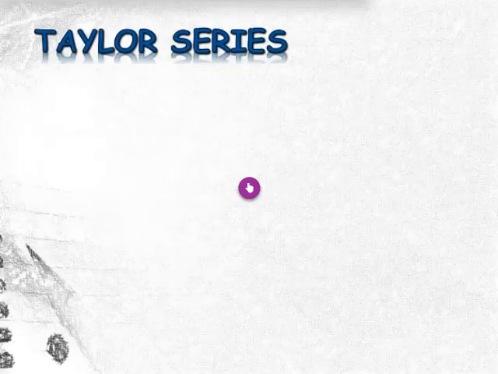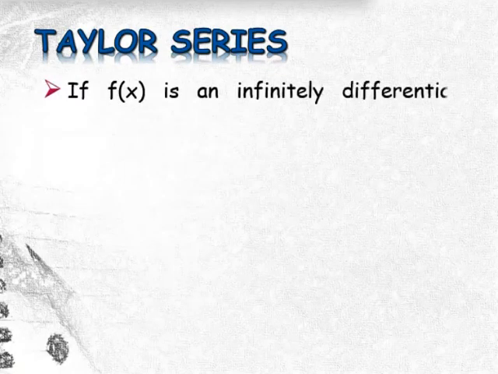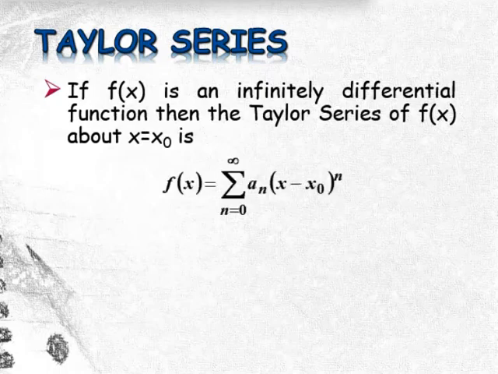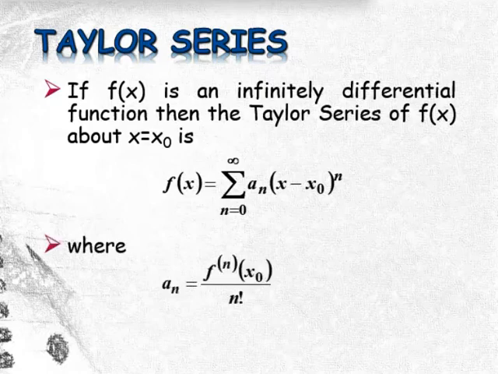So what is a Taylor series? If f of x is an infinitely differentiable function, then the Taylor series of f of x about x equals x sub 0 is given by f of x equals the summation of a sub n times (x minus x sub 0) raised to n, from n equals 0 to infinity, where a sub n is equal to the nth derivative at x sub 0 over n factorial.